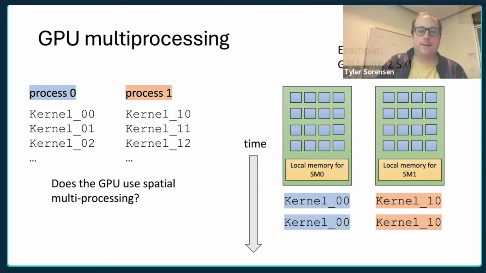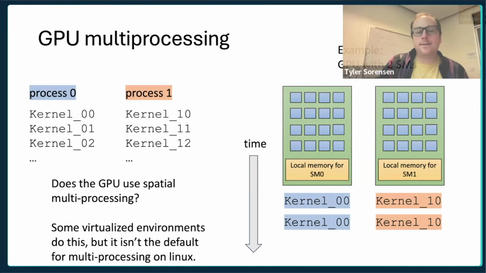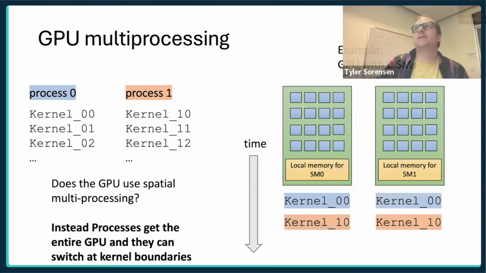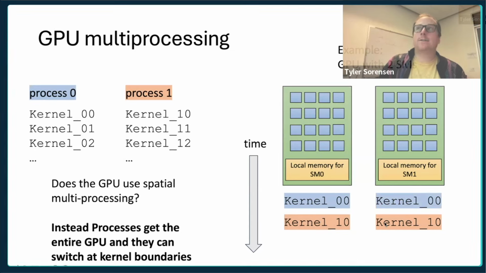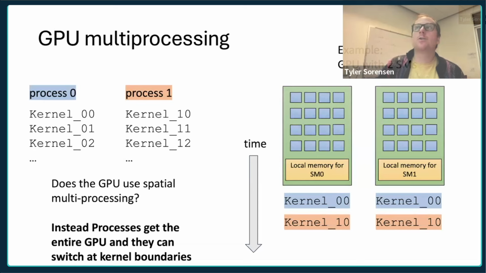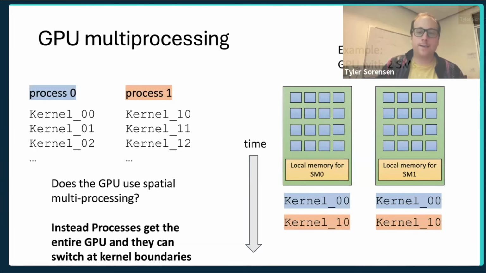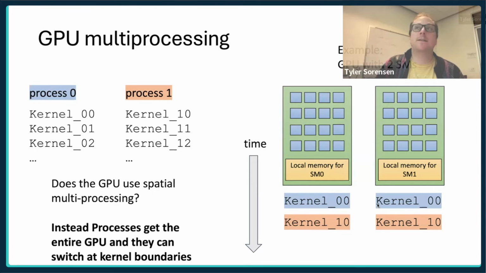GPUs don't do this, however. There are some virtualized environments, and we'll talk about them at the end of the talk, but typically GPUs look like this. One kernel will own the GPU the entire time, and then the next kernel will own the entire GPU. The reason why this works well for GPUs is, like we said, kernels typically don't run for very long. So it's not like the red kernel will have to wait for too long. These kernels are typically quite quick.